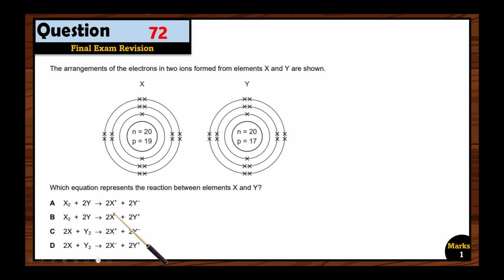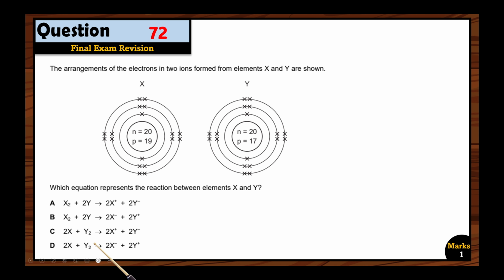Let's see where we can find X positive and Y negative. I already told you that all the group 7 elements are present in the form of diatomic molecules. Can you see? This is just an atom, right? But this is a diatomic molecule, right? It's a molecule Y2. So option C or D can be right.